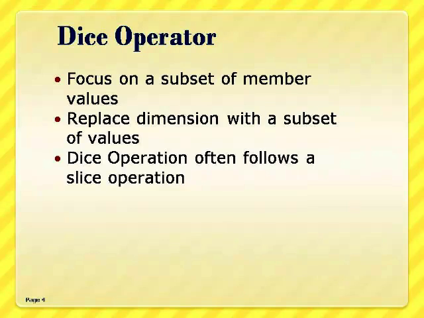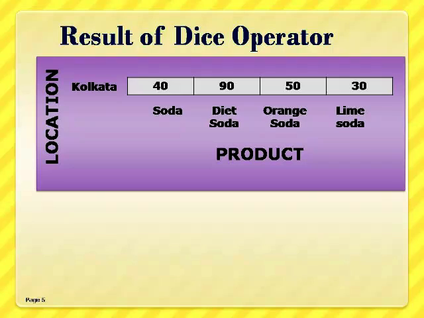So dice on Kolkata, using the result of the previous slice operation, gives the result shown on the slide. For Hyderabad, the total soda, diet soda, orange soda, and lime soda values are 40, 90, 50, and 30 respectively. A dice operation normally follows a slice operation.